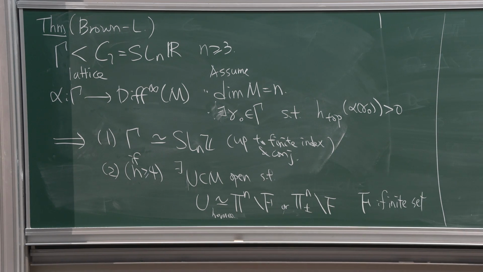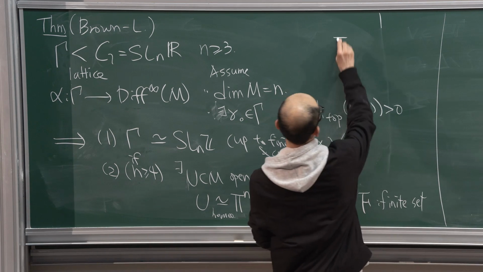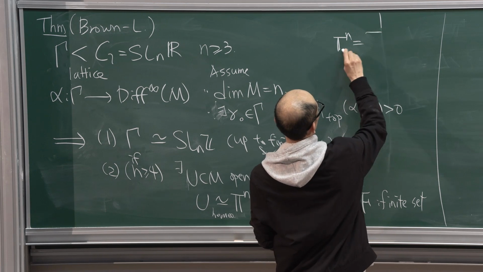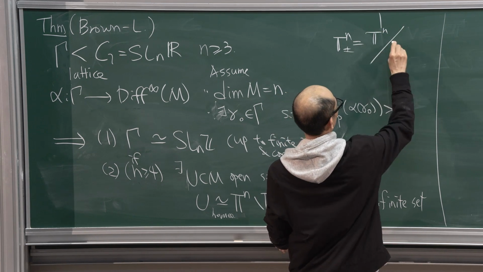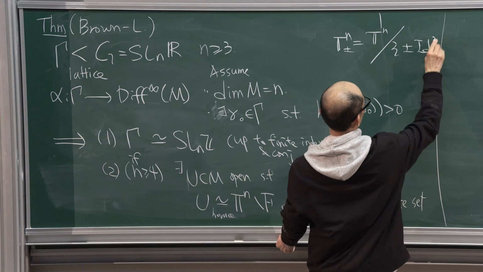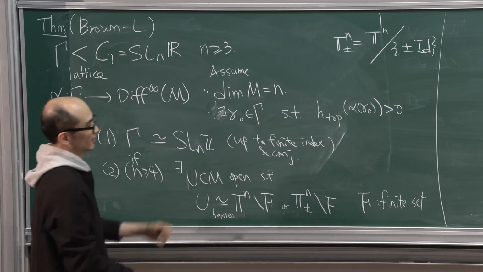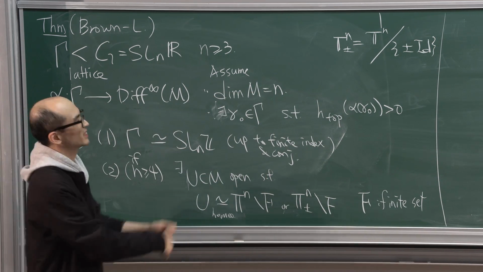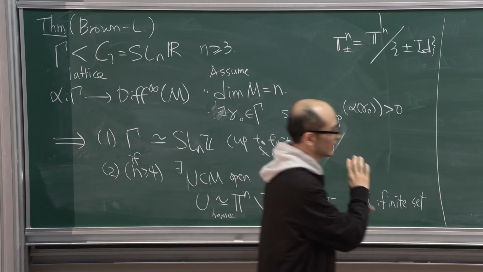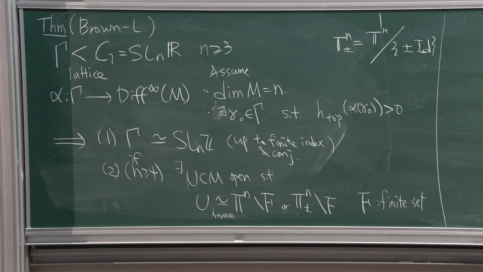What is the T^n plus minus there? Plus minus is T^n modulo plus minus identity. So this is just the quotient by the finite group. It can be a manifold or an orbifold, yes.